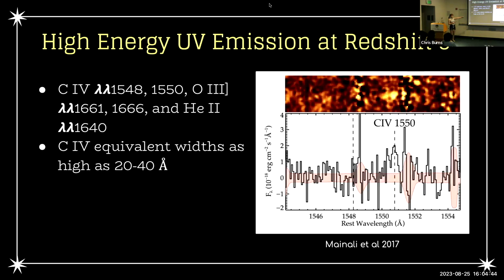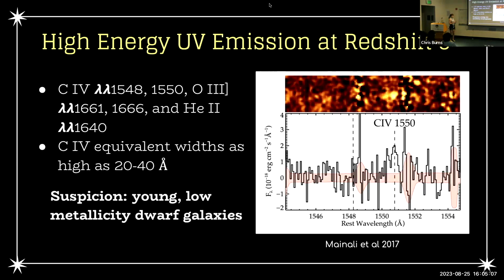For example, carbon-4, which is shown at the 1548 peak and the 1550 peak here in this diagram, reached equivalent widths as high as 20 to 40 angstroms. And we don't really know what these distant objects are or why they're producing emission that is this strong. So that's an area that we would like to investigate. The theory that we want to investigate specifically is that these objects are actually dwarf galaxies with very young ages and very low metallicities.